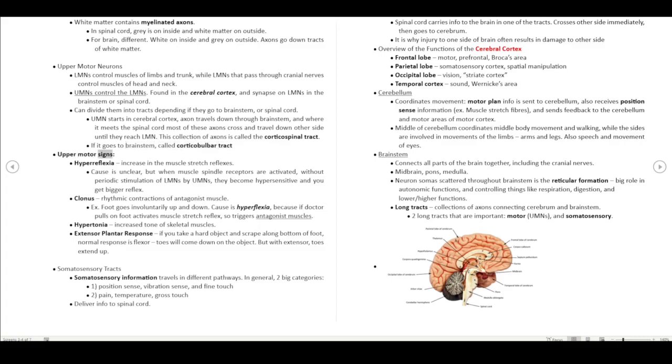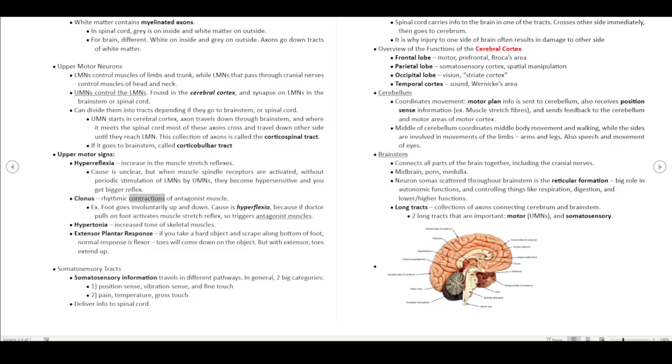Upper motor neuron signs. Hyperreflexia, increase in the muscle stretch reflexes. Cause is unclear, but when muscle spindle receptors are activated without periodic stimulation of LMNs by UMNs, they become hypersensitive, and you get a bigger reflex.